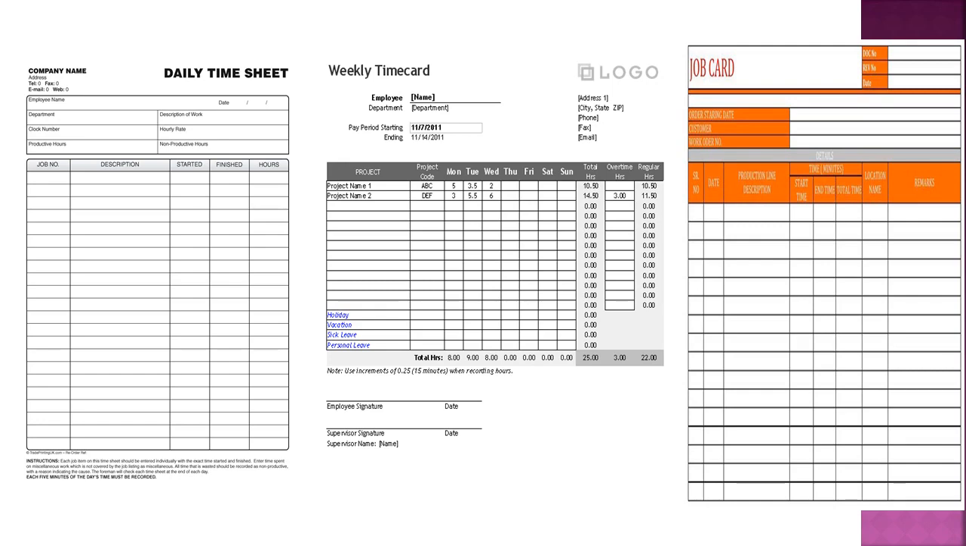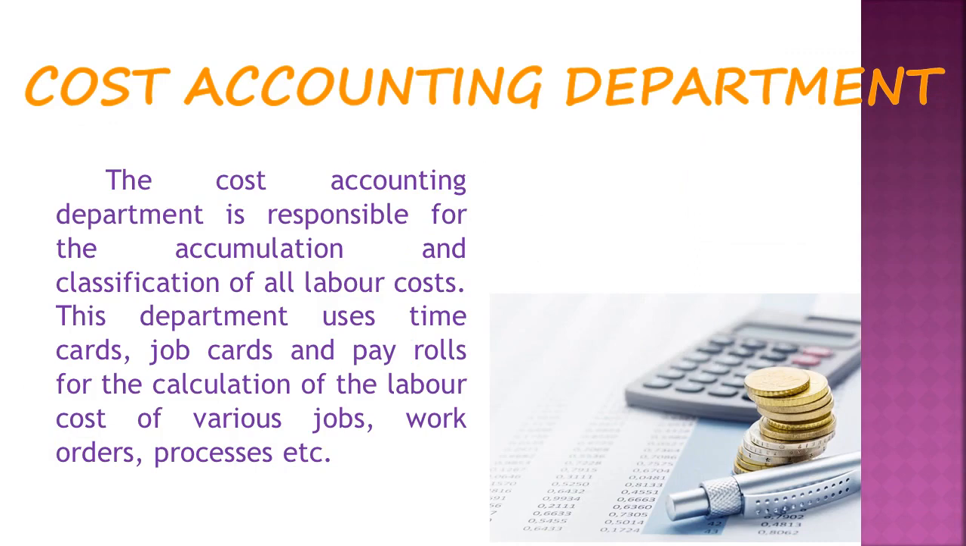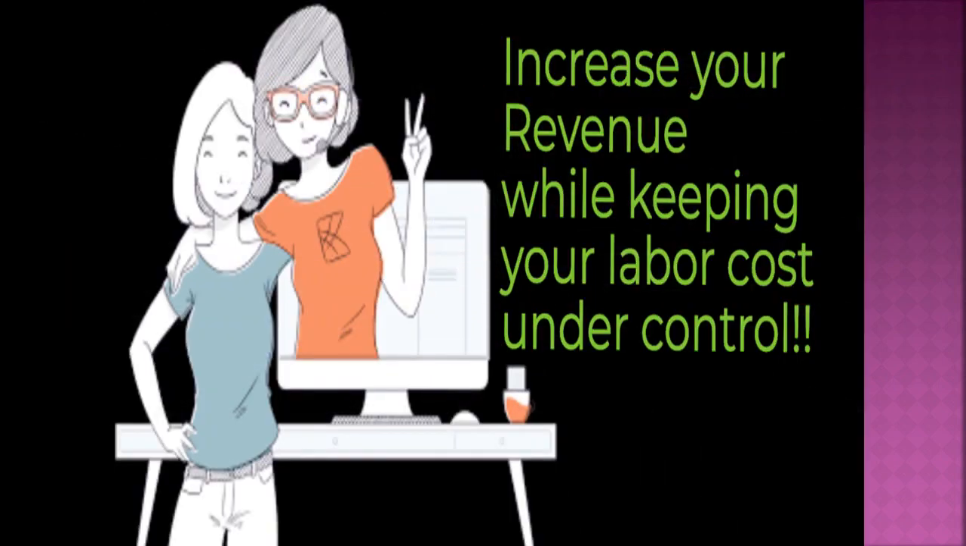The cost accounting department has to accumulate and classify all the labor cost so that the cost accounting is done in a proper way through job cards. Whatever portion has to go to the prime cost, and whatever has to be added to the factory overheads, has to be calculated in a proper order. The cost accounting department will be doing that.